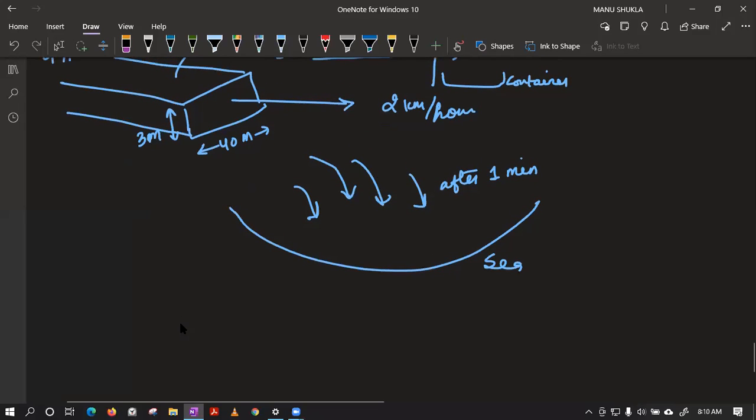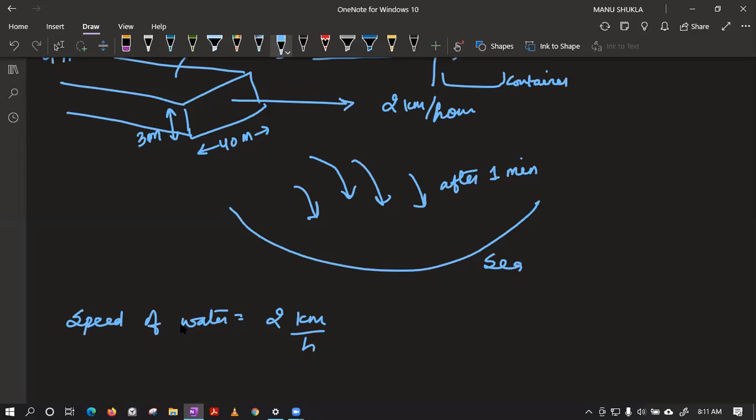First of all, we have to convert the unit of speed. Why do we have to convert? Because if you observe, the dimensions of the river are in 3 meters and 40 meters, and the speed of water is given to you as 2 kilometers per hour. So first, let's change the speed of water, that is 2 km per hour.